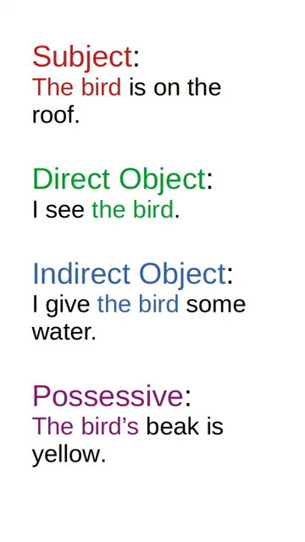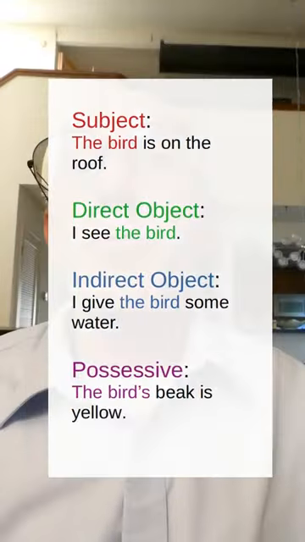In all of these cases, the article the and the noun bird don't change. The bird, the bird, the bird, the bird. The bird is the word. But things are different in German, and that's the subject of our next video.